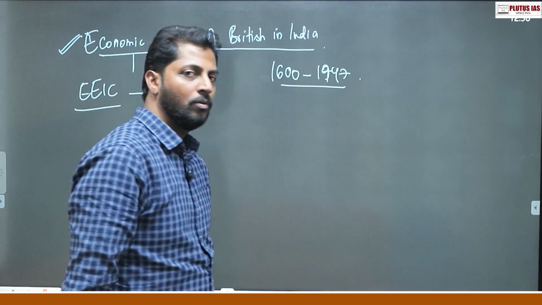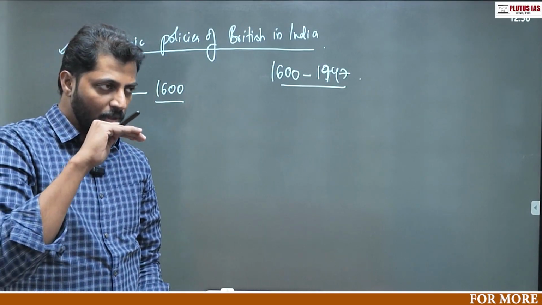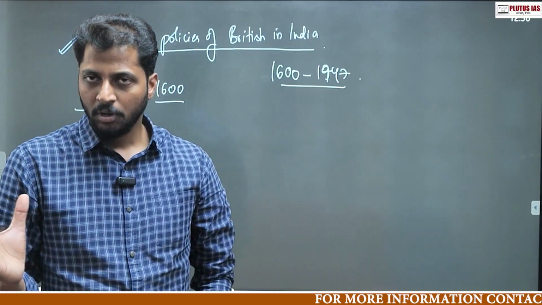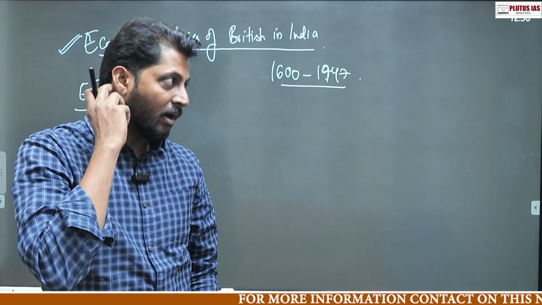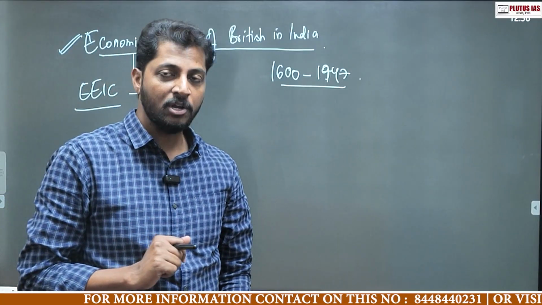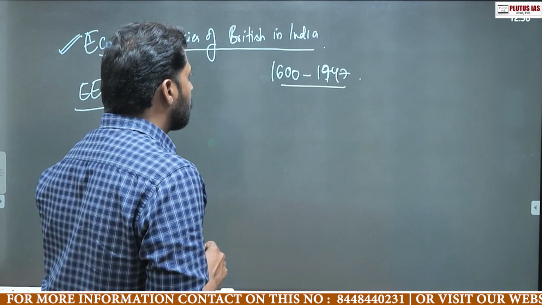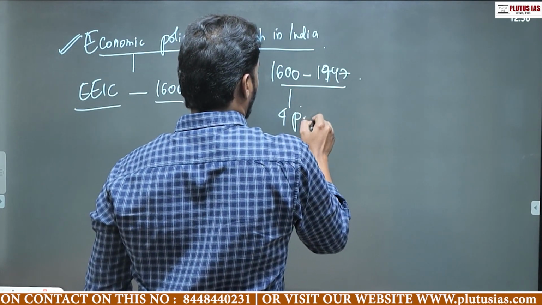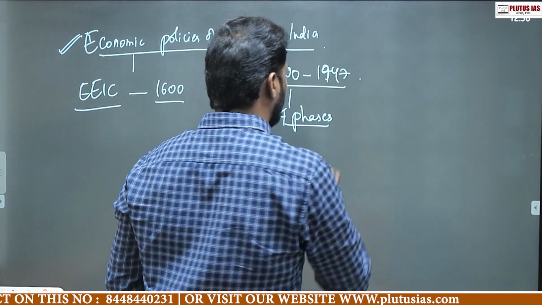from 1600 to 1947, their economic policies were not uniform throughout this period. So, as per the need and requirement, and as per the opportunities that they got, they changed these economic policies, right? So, let us see them. So, we can divide the British economic policies in India into four phases.